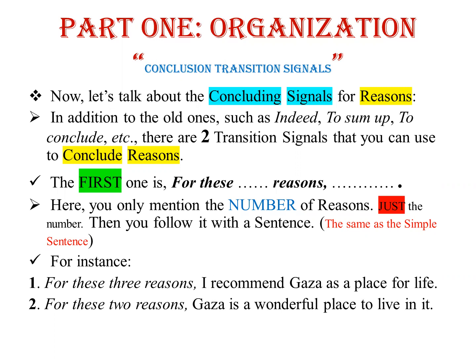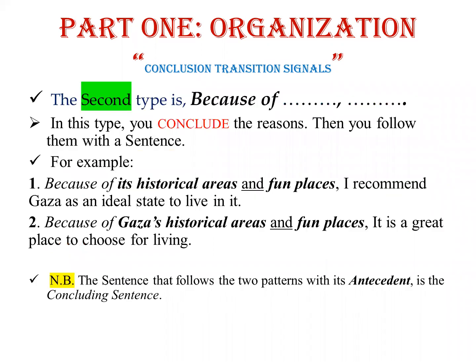So in this type, I'm telling only the numbers. If I have 3 reasons, I will say for these 3 reasons, then I put a sentence to make my concluding sentence. As you can see in the examples, for these 3 reasons, I recommend Gaza as a place for life. Or for these 2 reasons, Gaza is a wonderful place to live in. This is the first one.